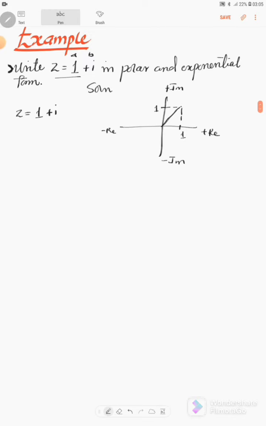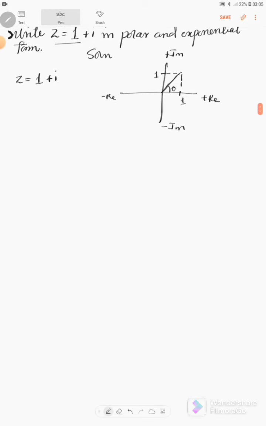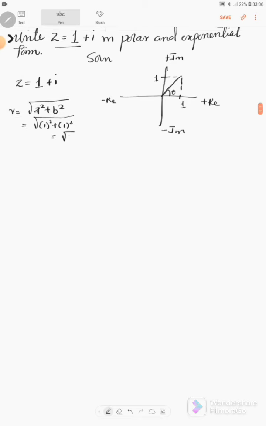What are we looking for here? Theta. Now let's find our r. Our r is denoted as the square root of a square plus b square. That serves us 1 square plus 1 square. The best way to do this is just put it in brackets, 1 square plus 1 square, in order not to confuse ourselves. That's 2, that's root 2. We have root 2 over here.